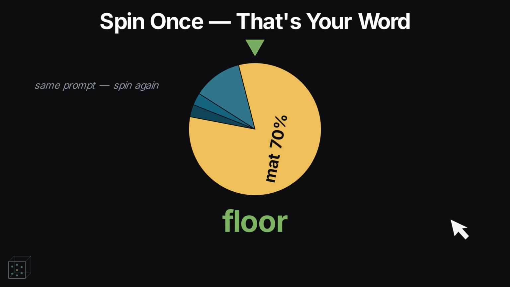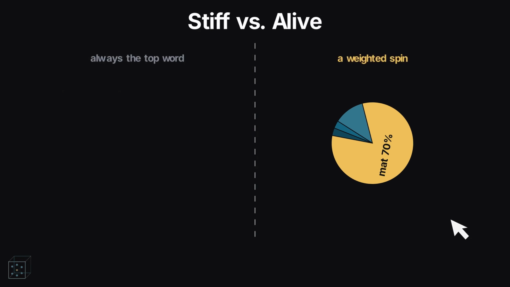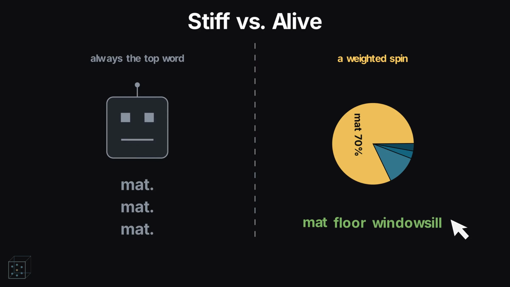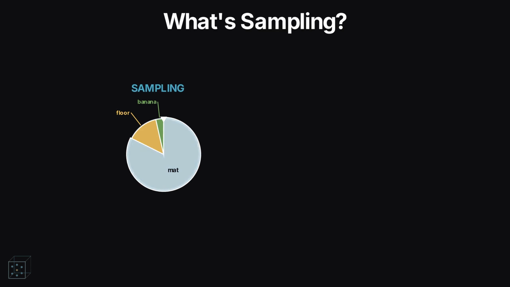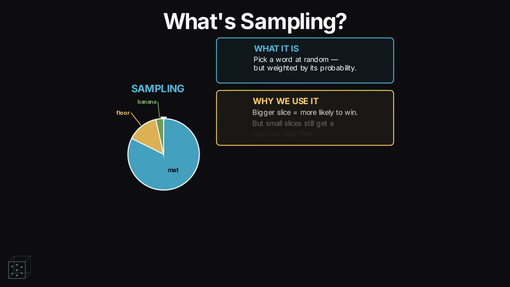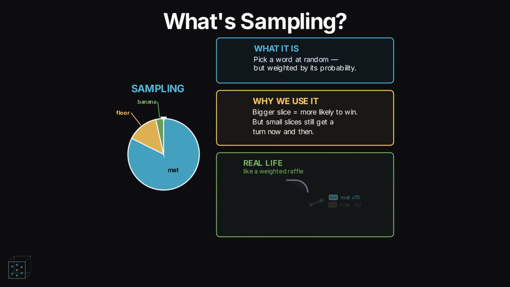And this is the whole reason a chatbot feels alive instead of robotic. If it always grabbed the single top word, it would repeat itself and sound stiff. The little gamble is what lets it surprise you and surprise itself. Picking a word at random, but weighted by its probability, has a name, sampling. The bigger a word's slice, the more likely it gets chosen, but smaller slices still get a turn now and then. Real example, like a raffle. The person who bought 70 tickets will probably win, but the person with 3 tickets can still get lucky. Every ticket is in the drum.